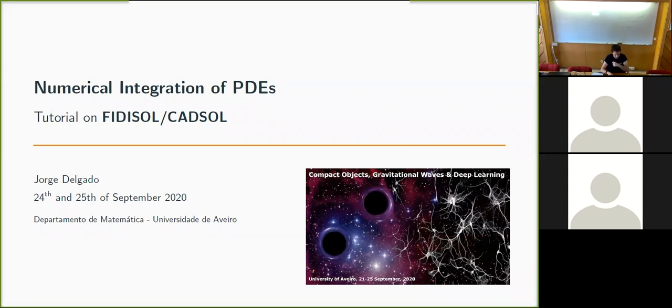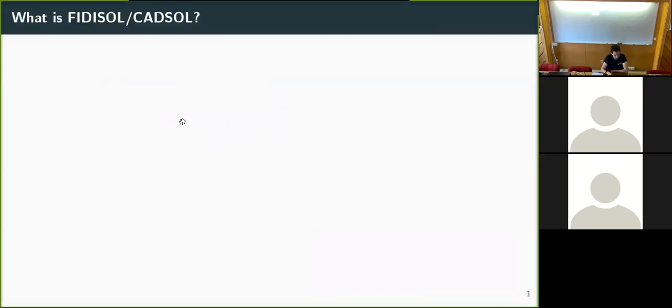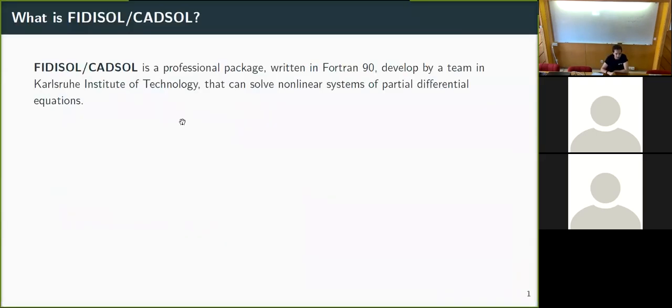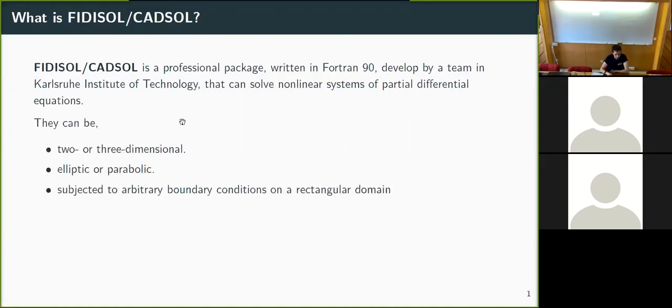So let's begin. What is CADSOL? What is this solver? It's a professional package written in Fortran 90 that was developed by a team in Karlsruhe, if I'm not mistaken by the name, and can solve non-linear systems of partial differential equations. These differential equations can be 2- or 3-dimensional. They can be elliptic or parabolic, and they can be subjected to arbitrary boundary conditions on a rectangular domain.